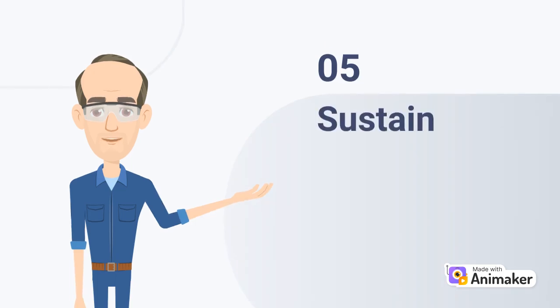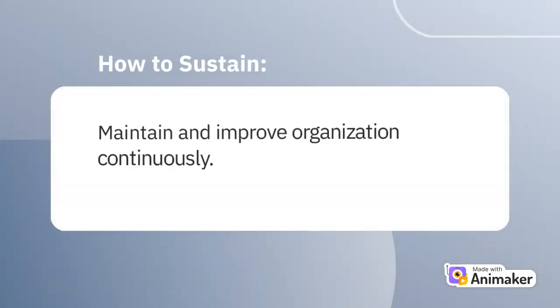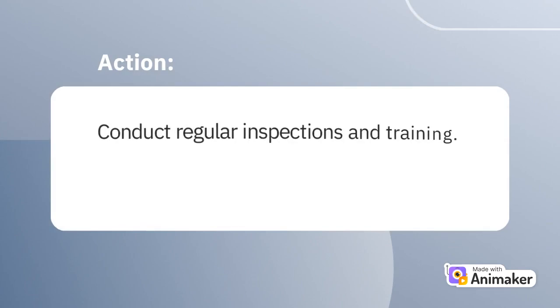Sustain, Shitsuke. Maintain and improve continuously. How to sustain. Maintain and improve organization continuously. Action. Conduct regular inspections and training.